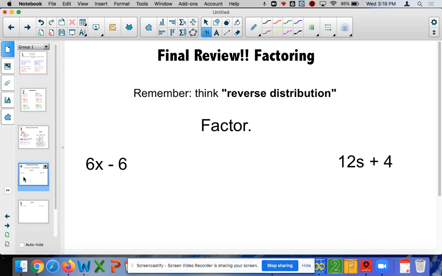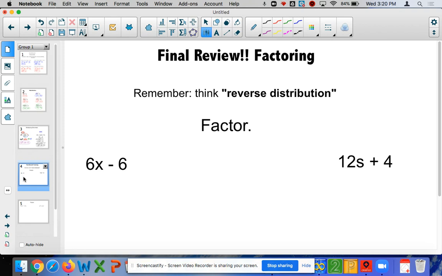We're nearly there. We're still reviewing. This is reviewing on factoring and kind of multiplying some stuff together as well. So remember, the key to factoring is we kind of want to think along the lines of reverse distribution. In other words, I want to look for stuff that both terms share. So let's take a look at the first example here, 6x minus 6.